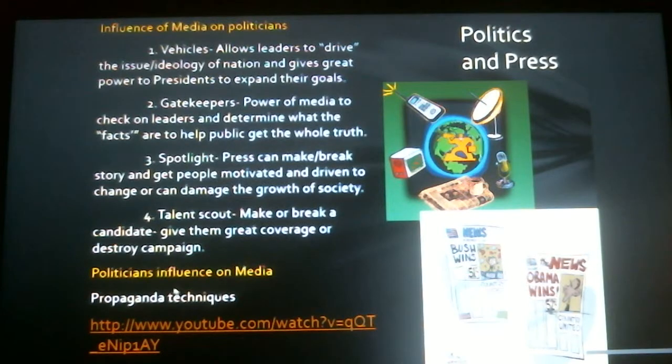Okay, you're going to have another video that's going to get into how politicians influence the media. That's propaganda technique, and you have another video that's going to go through all that and outline it for you. So I'm going to skip over that.